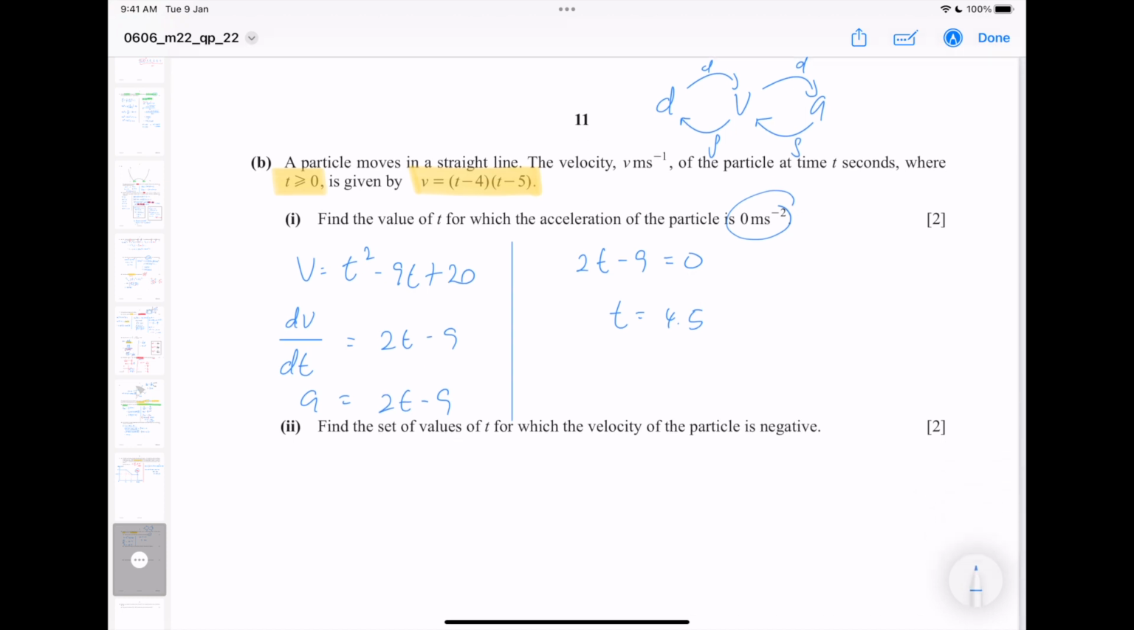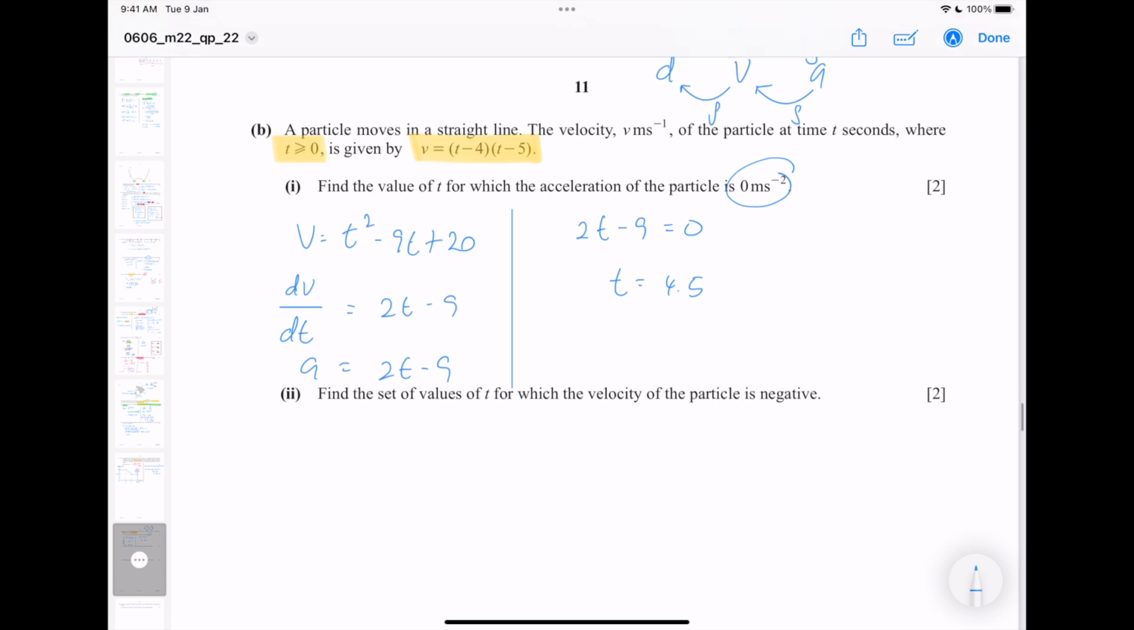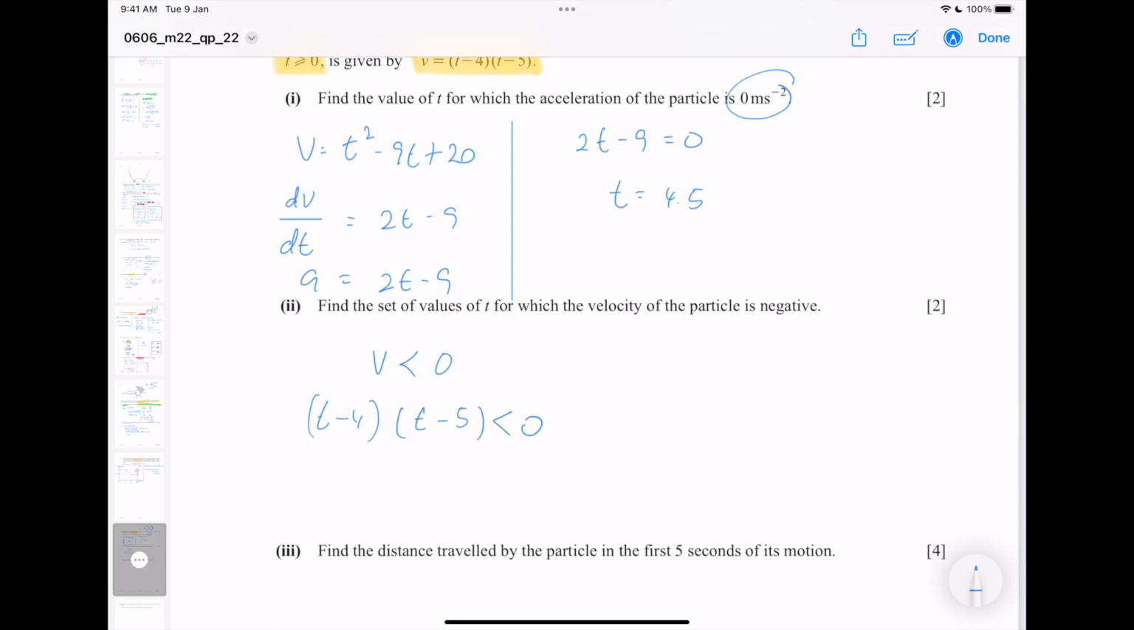Okay, find the set of values for t for which the velocity of the particle is negative. Negative means less than 0. So velocity less than 0 means t minus 4, t minus 5 is less than 0. So let's draw that smiley face. This is 4 and this is 5. You can just get the roots from here. t equals 4 and 5. And you want it to be less than 0, so negative parts are down here. If you notice, I've only shaded one part. Because I have only shaded one part, I will have one answer, which is 4 less than t less than 5. Only that part is negative.